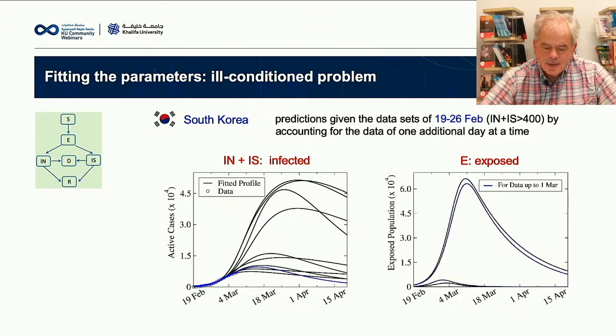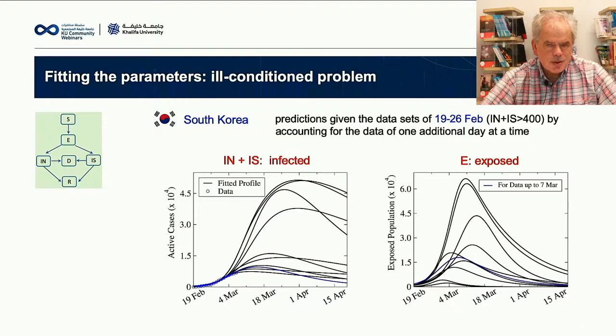So I repeat, these are solutions that we get from the model on the left when we add one more set of points each time in order to fit the parameters of the model. So now you see the problem. In mathematics, this is called an ill-conditioned problem.